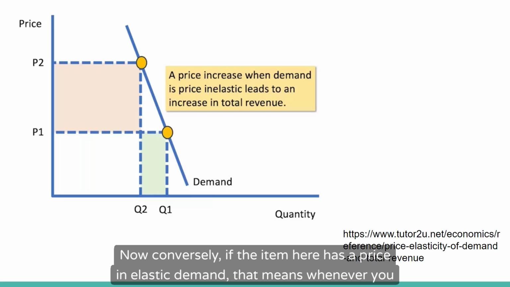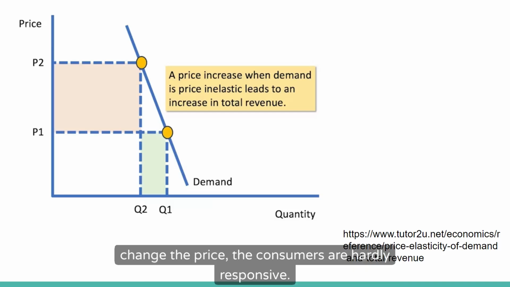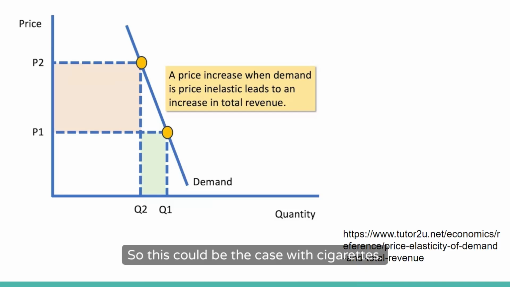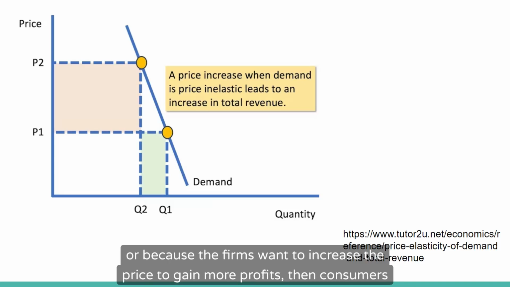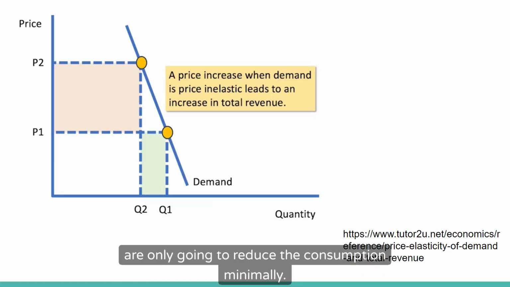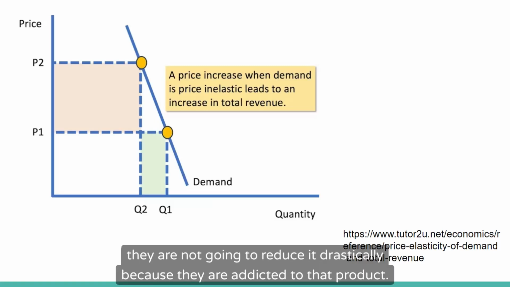Now conversely, if the item has a price inelastic demand, that means whenever you change the price, the consumers are hardly responsive. This could be the case with cigarettes. When we increase the price of cigarettes, because of the government's taxation or because the firms want to gain more profits, consumers are only going to reduce the consumption minimally. They are not going to reduce it drastically because they are addicted to that product.